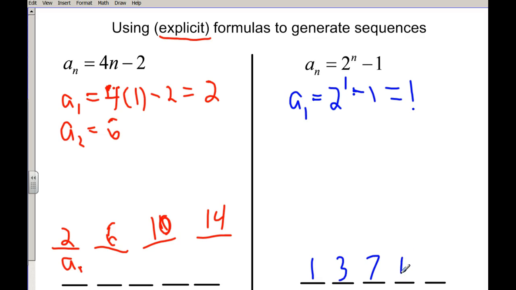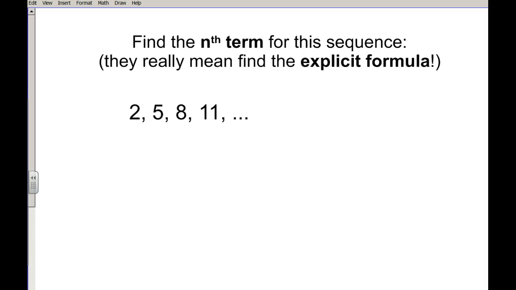15. Let's see, wait a second. 2 to the fourth is 16 minus 1 is 15, that's right. 2 to the fifth is 32 minus 1 is 31. So that would be this particular sequence. Notice it's a little different. When we have something to the nth power, we're getting a different kind of sequence here. Here, this had a kind of a real linear feel to it because it's a linear equation. Here, this sequence definitely has a different feel to it. It doesn't have a common difference between each term. We'll talk more about that.